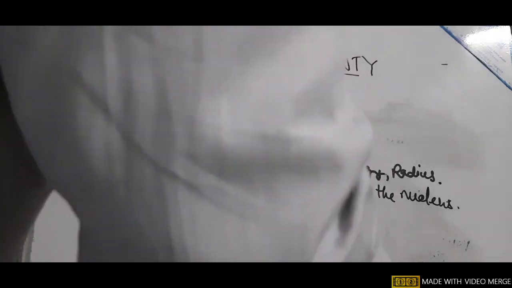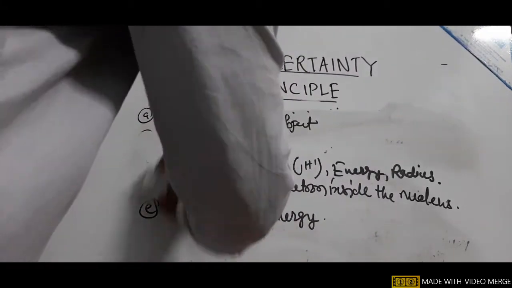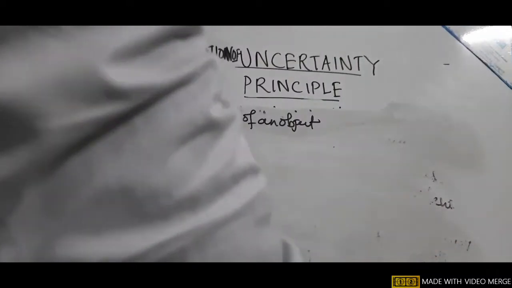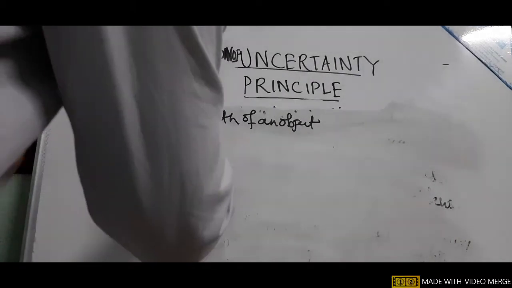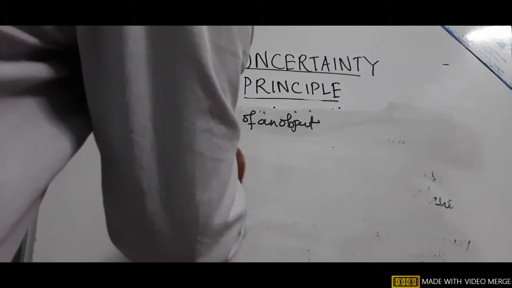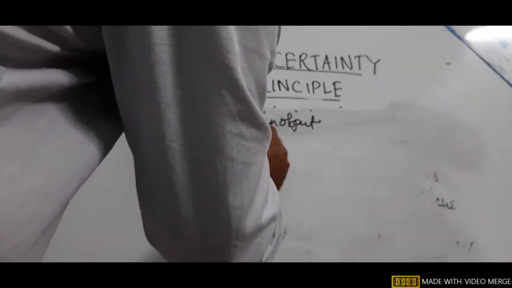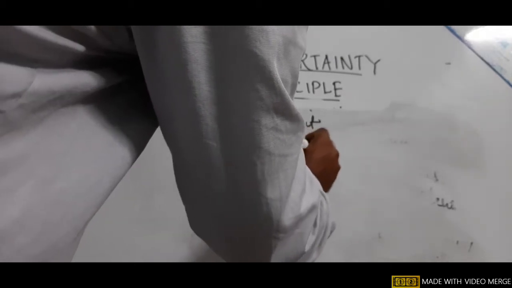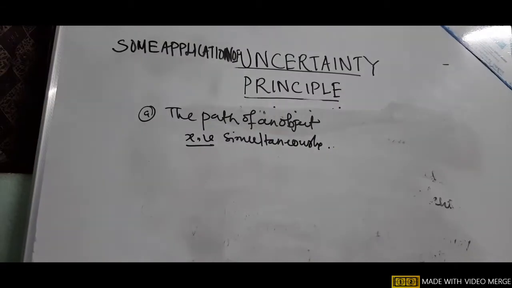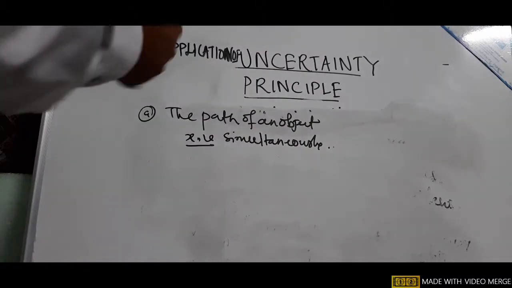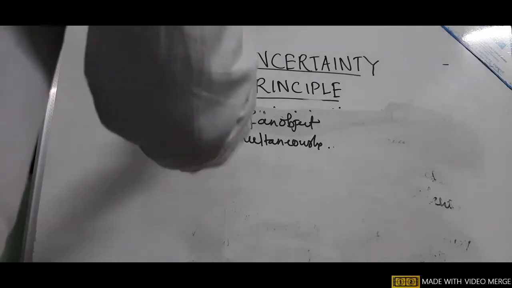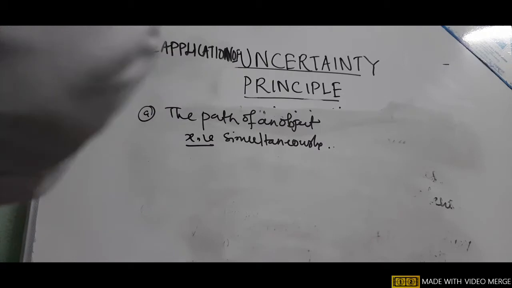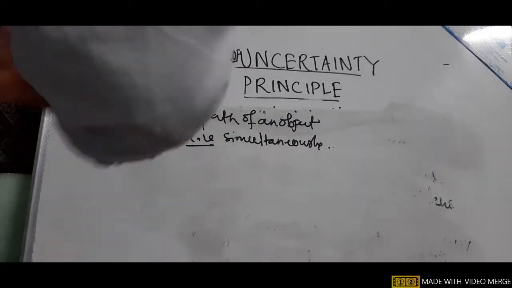So first we'll discuss the path of the object. As you know, to define the path of the particle, we must know its position and velocity simultaneously. Such knowledge is not permitted in the uncertainty principle. We cannot determine the position and velocity, two things, at the same time with great accuracy.